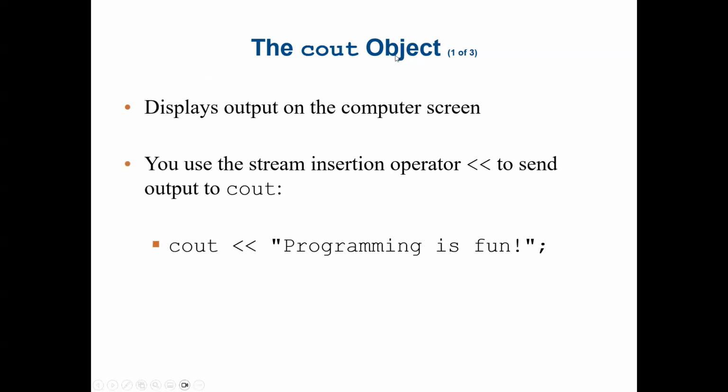Also, we saw the cout object. As we said earlier, we use it to display the output on the computer screen. Normally, we use the stream insertion operator to send the output to cout. So this example again, cout. The insertion operator is the double left arrows, two left arrows. And here we are printing programming is fun. It's a string, in double quotation. So we're going to print programming is fun on our computer screen. So again, cout with the insertion operator, which is the double left arrow. We use it to print a statement on our screen.